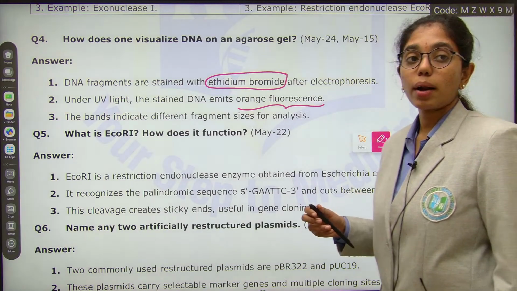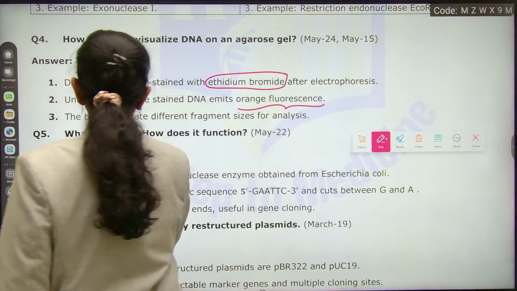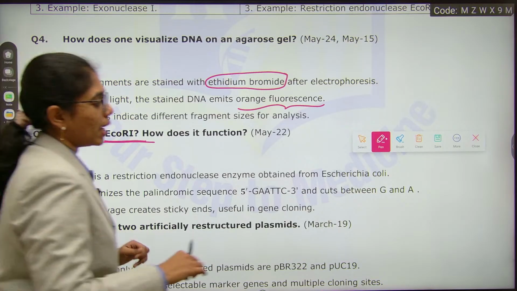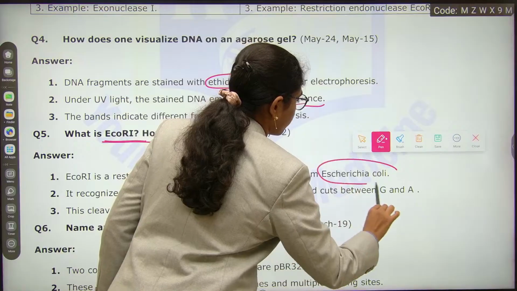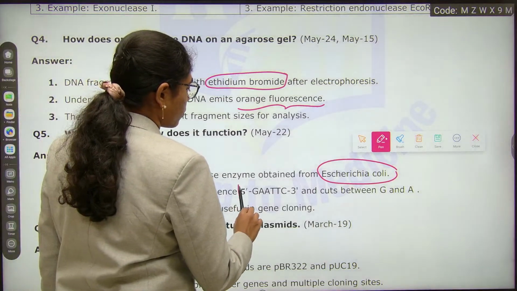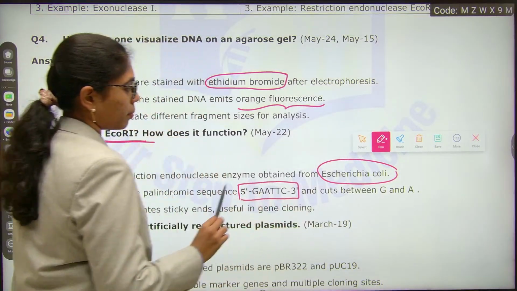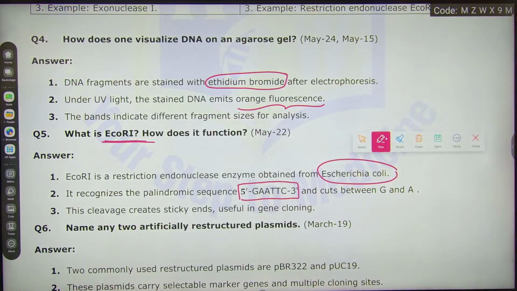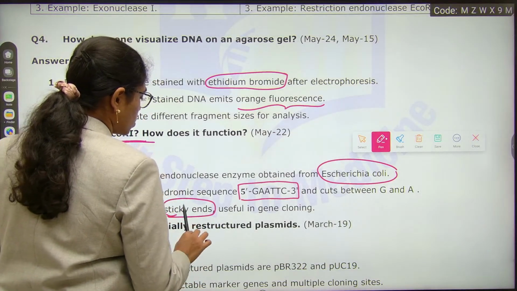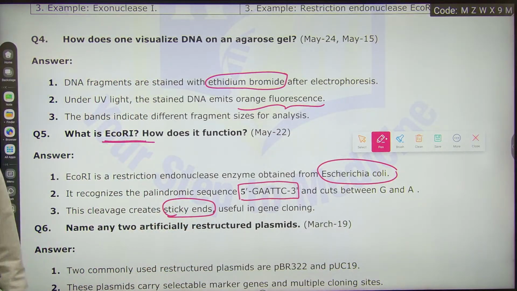What is EcoR1? How does it function? EcoR1 is a restriction endonuclease enzyme which is obtained from Escherichia coli. It recognizes palindromic sequences. Palindromic sequences read the same from 5' to 3' direction, and this enzyme will cut in between guanine and adenine. This cleavage creates sticky ends, which are useful in gene cloning.